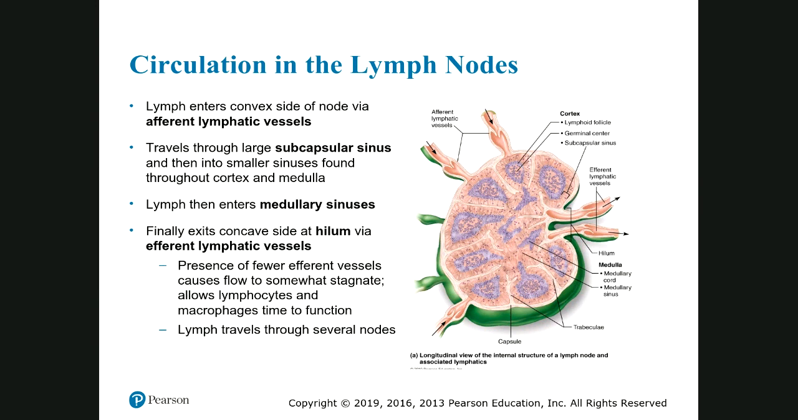And then after it is cleaned up, it leaves the node through the hilum via the efferent lymphatic vessels. The presence of fewer efferent lymphatic vessels causes the flow to stay longer inside so it can be cleaned. But remember that this lymph will travel through several nodes before it reaches the blood vessels. Okay?